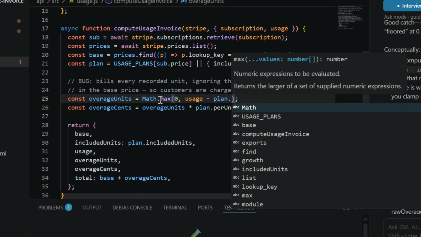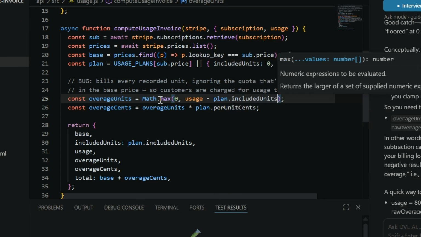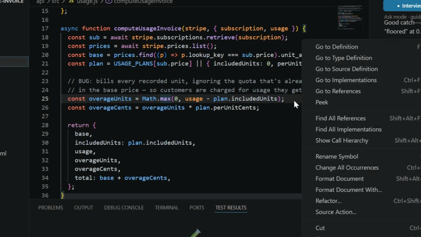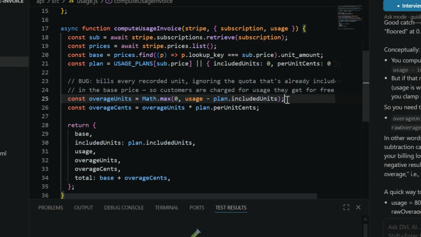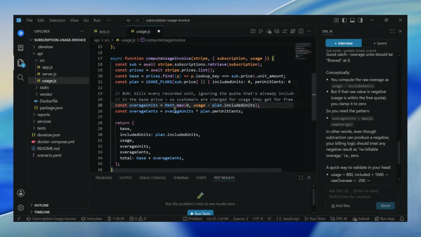Now, when we calculate overage units, we subtract the included units from the total usage. If the customer went over their limit, it calculates the exact overage. But if they stayed under their limit, the math results in a negative number, which Math.max immediately catches and turns into a zero. If overage units is 0, overage cents becomes 0, and they are only billed for their base plan. It's clean, mathematically sound, and incredibly safe.